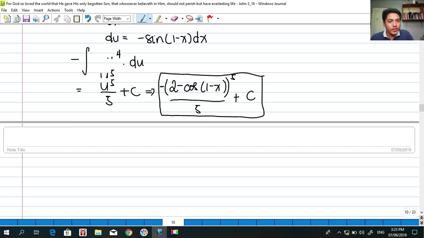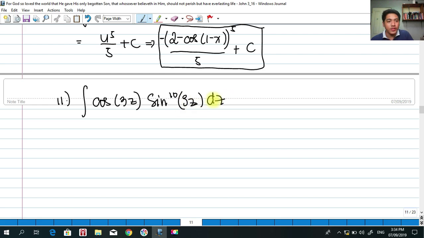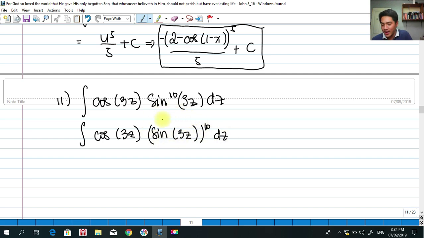Okay, for our next problem, let's try to solve the integral of cosine of 3z times sine raised to 10 of 3z dz. So this may look a little bit hard, but still the relationship between sine and cosine is that they are opposite derivatives of each other. So let's just rewrite our integral as sine of 3z raised to 10, which is equivalent to our first integral, okay?